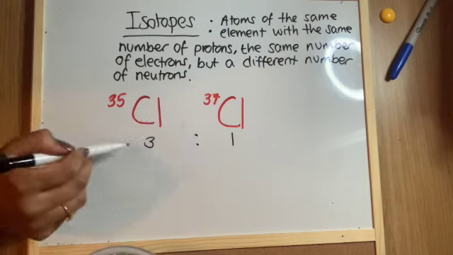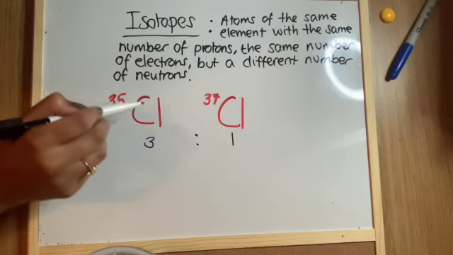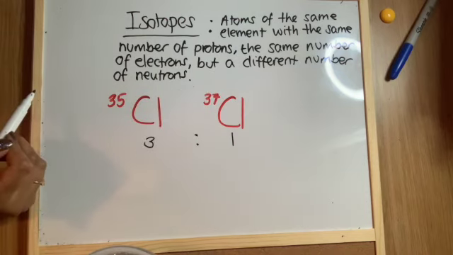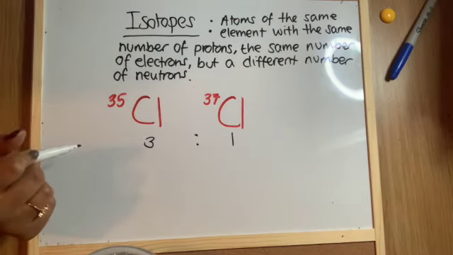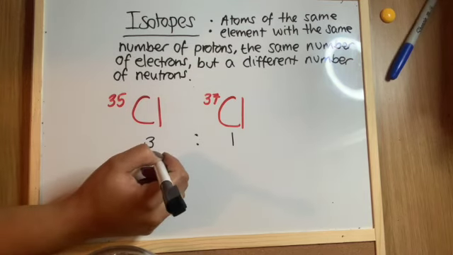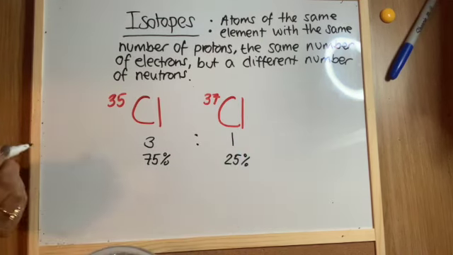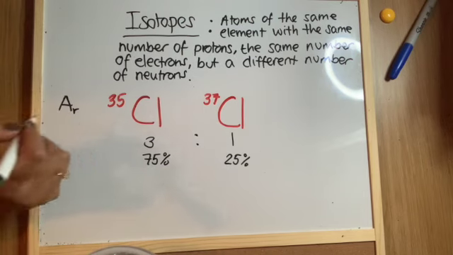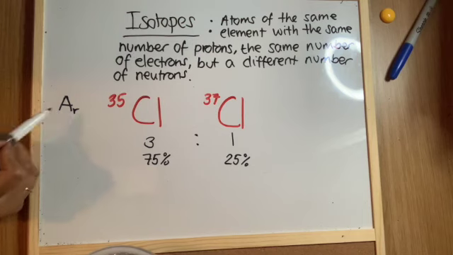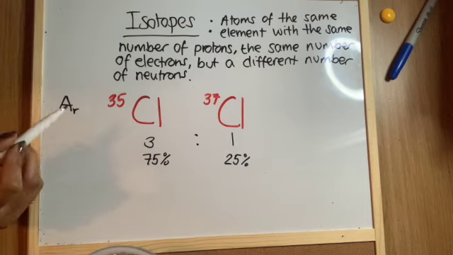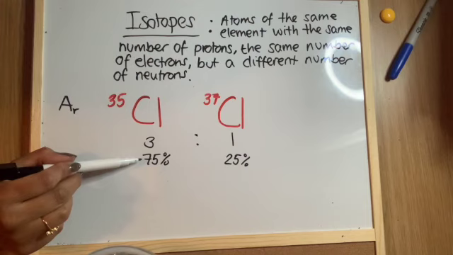Okay, so we tend to have, in terms of ratios, 3 parts of chlorine 35 and 1 part of chlorine 37. Now, it can be written as a ratio or it could be written as a percentage. So we could say 75% compared to 25%. Okay, it's the same ratio, 3 to 1. So to work out the relative atomic mass, you may see it written like this, relative atomic mass. Okay, we have to do a calculation, and the calculation works either with a ratio or with the percentage.